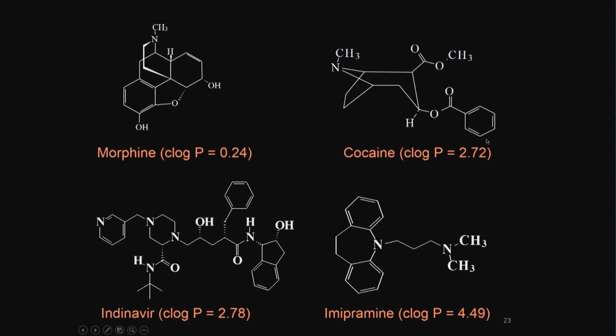Cocaine, okay, 2.72, indinavir 2.78, imipramine, high log P, because it has got only 2 hydrogen bond acceptors, otherwise lot of CH2s, highly hydrophobic molecule here. Okay. Although this has got many O's, it also has got many CH2 groups here, the benzene rings and so on actually. Okay. That is why log P is not very bad.